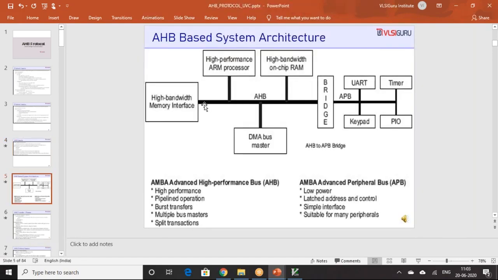For example, in this diagram, this thick line is what we call the interconnect. This is called the AHB interconnect, since it's the AHB protocol. This is called the APB interconnect, since it is based on the APB protocol. If you are connecting an AHB interconnect to an APB interconnect, you have to use a bridge in between, which will convert AHB protocol to APB protocol format.